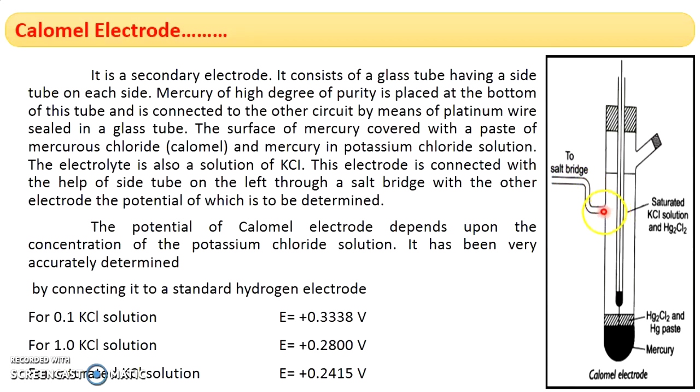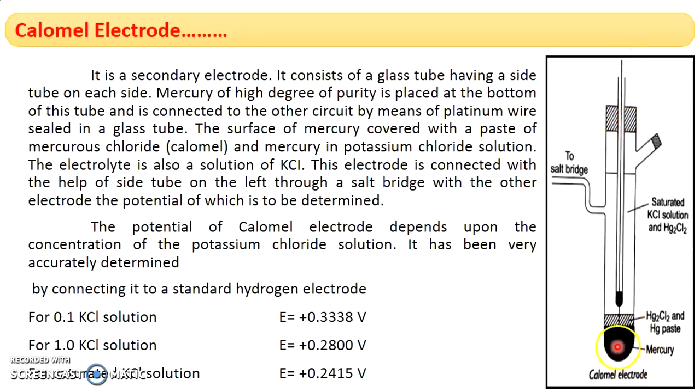Okay, it consists of pure mercury. Pure mercury is placed at the bottom of the glass tube, and this pure mercury is in contact with a platinum wire. You can see this is the platinum wire, through which the calomel electrode is connected to the other indicator electrode or other electrode.